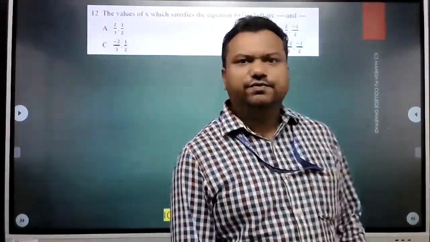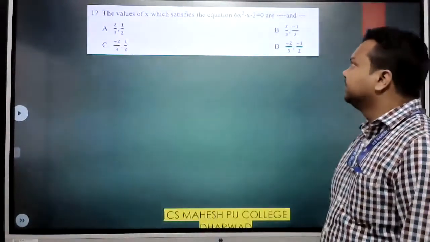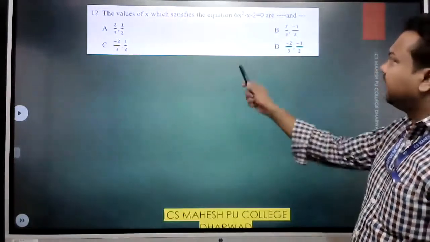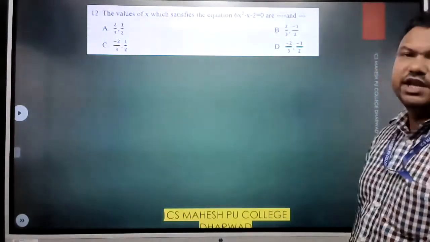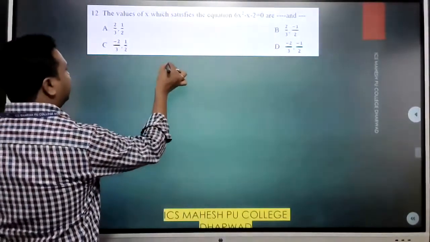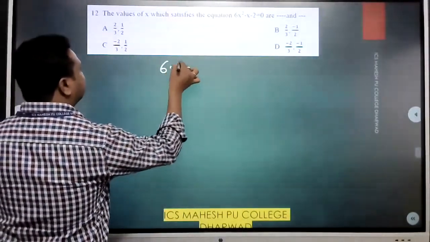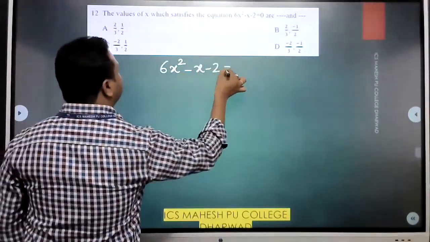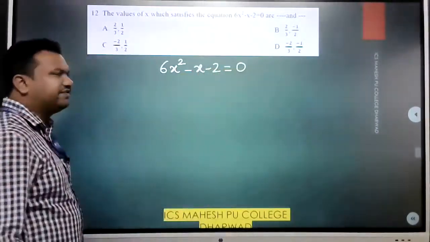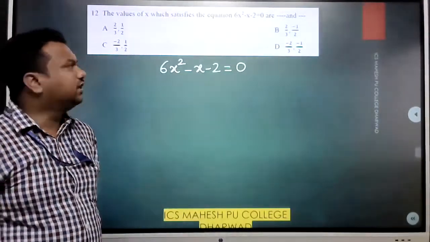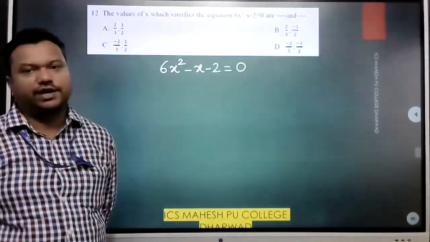The values of x for which the equation is satisfied are the roots. I repeat, the values of x which satisfy the equation are the roots of the quadratic equation. So let's go for the quadratic equation here. What is the quadratic equation, dear students? 6x square minus x minus 2 is equal to 0 is the given quadratic equation. The question is all about how to find the roots or the solution of the quadratic equation.